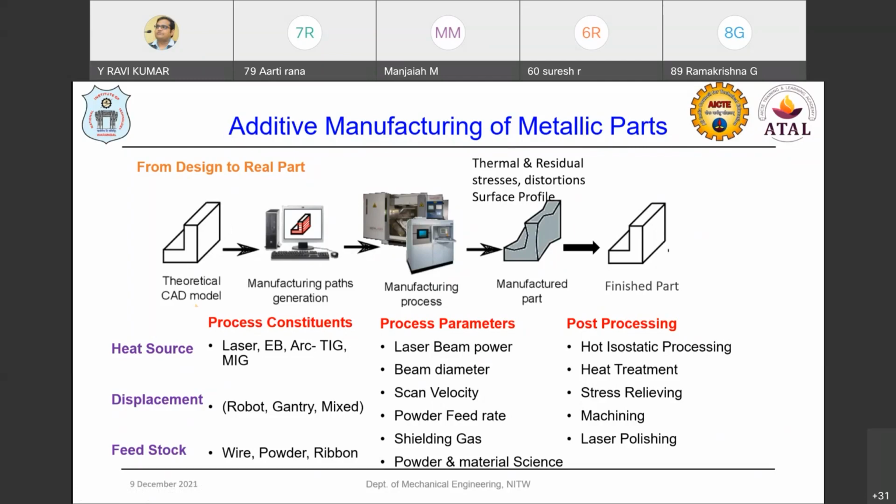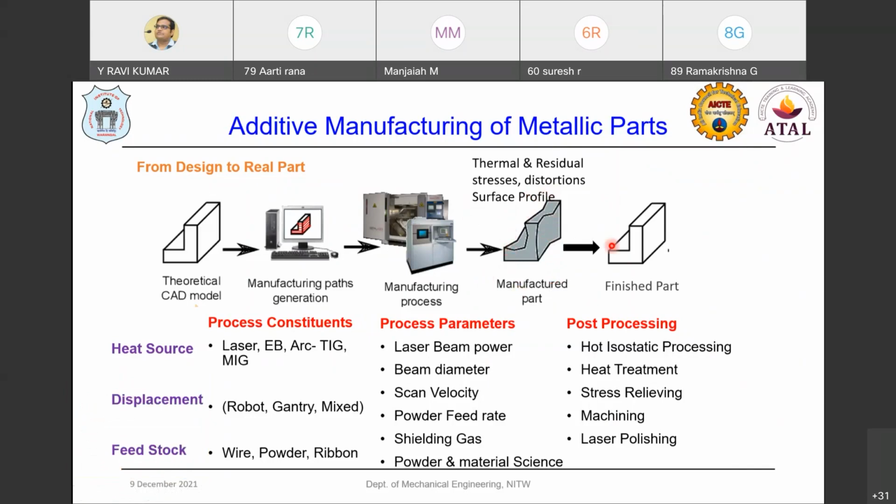This theoretical model we design is given to path generation, that is, generating a number of slices using a CAD model or slicing software. Then we supply it to the machine, the manufacturing process. The machine manufactures the given data in the 3D CAD format, the STL file format, and produces the part. This is the part manufactured in the metal process.